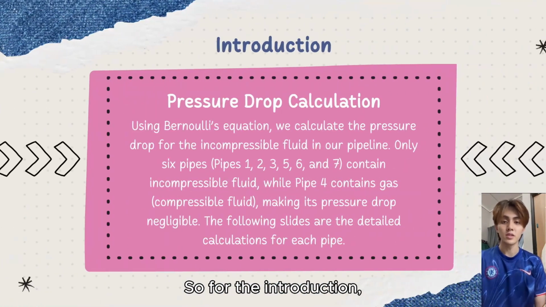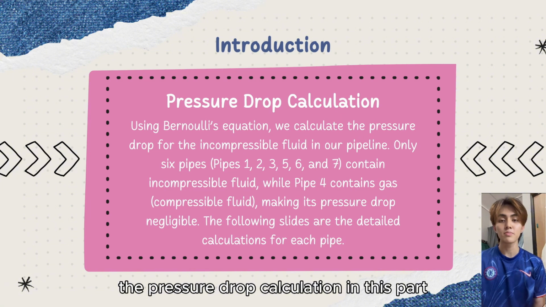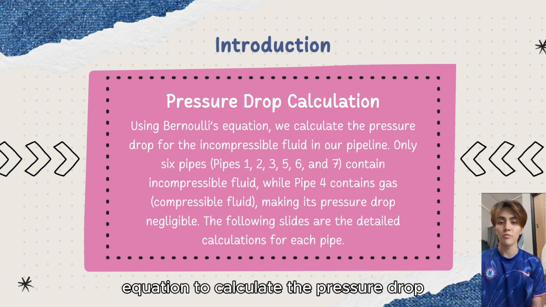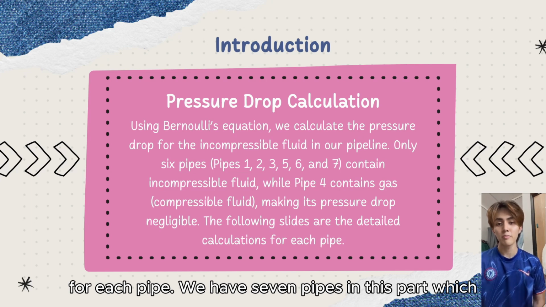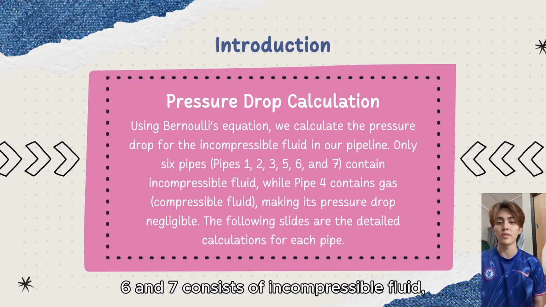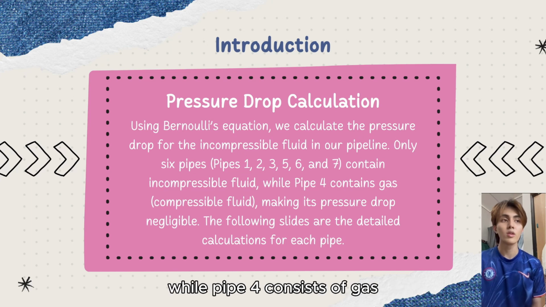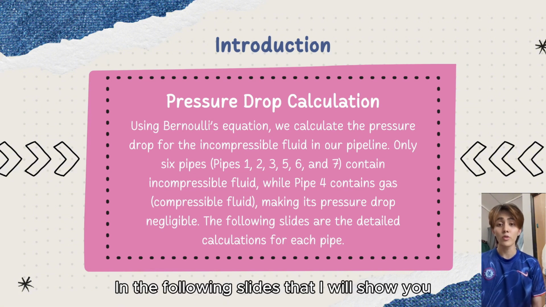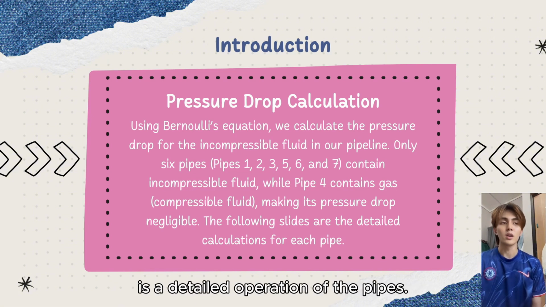So for the introduction, the pressure drop calculation. In this part, we will be using Bernoulli's equation to calculate the pressure drop for each pipe. We have 7 pipes in this part, of which 6 pipes, 1, 2, 3, 5, 6 and 7, consist of incompressible fluid, while pipe 4 consists of gas, which is compressible fluid, making the pressure drop negligible. The following slides that I will show you are our detailed calculation of the pipes.